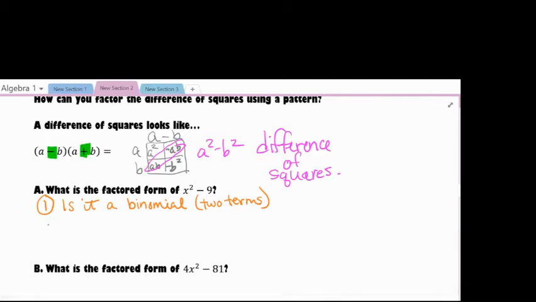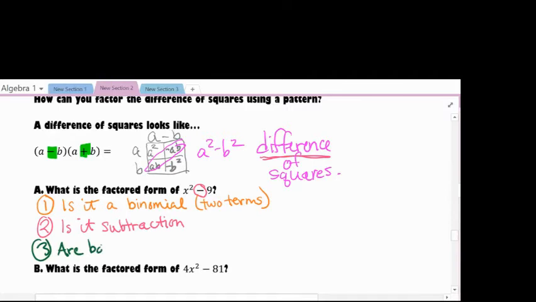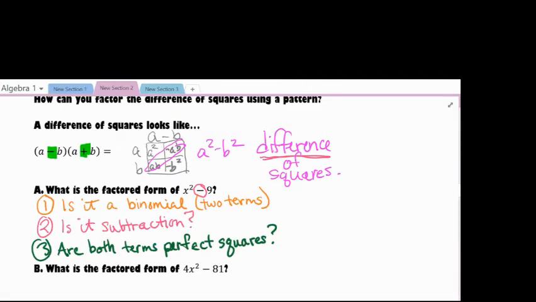Question 2, is it subtraction? So remember, the word difference means subtraction. So we need to know, is it subtraction? And then the third part of that question, are both terms perfect squares? So we've got those questions here. Is it a binomial? So does it have 2 terms? Is it subtraction? And are both terms perfect squares?